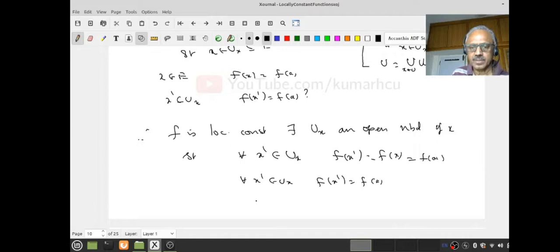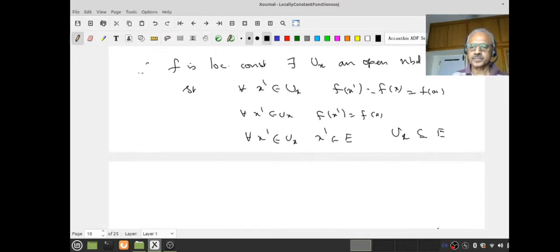That means for every x' in Ux, x' is an element of E. That means Ux is contained in E, right? That means E is open. Yeah, pause, review, proceed.